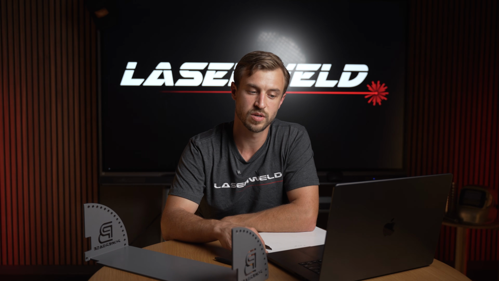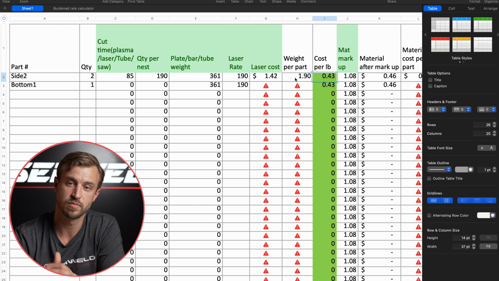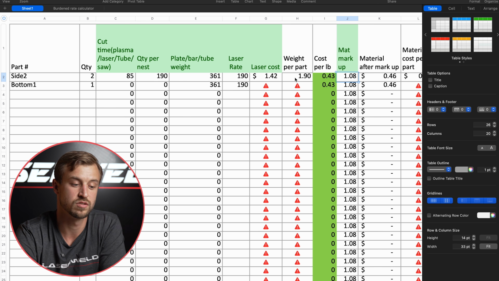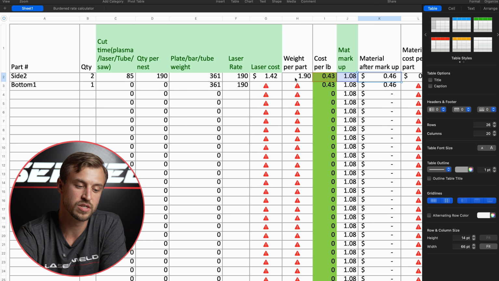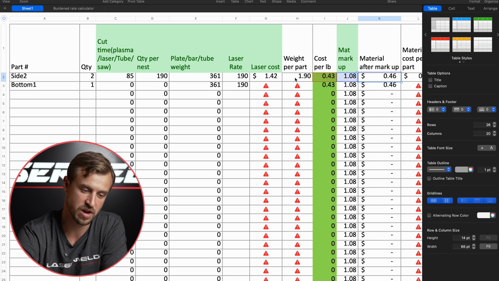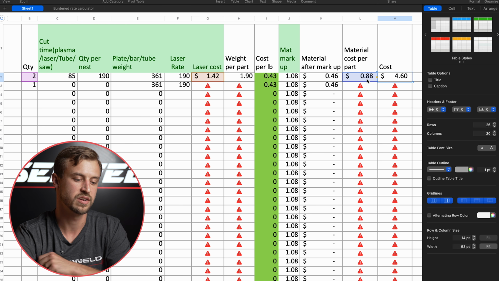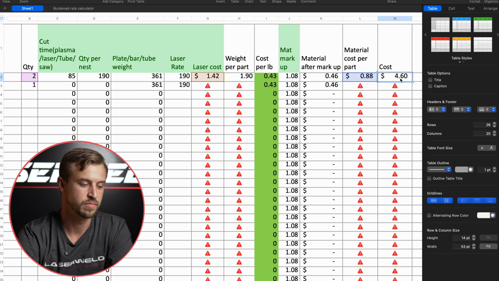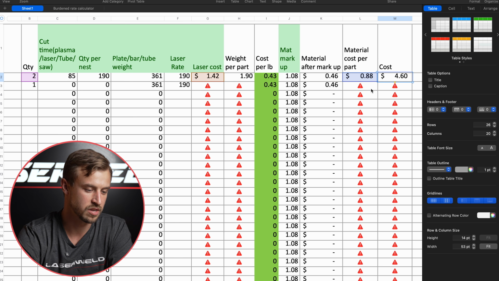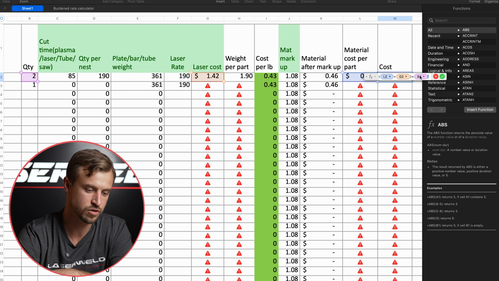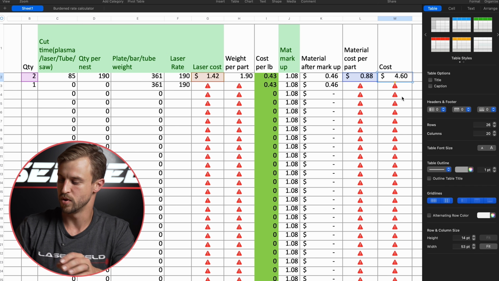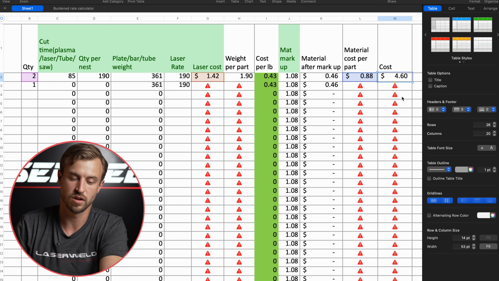You have to consider someone's got to touch that material when it offloads from the truck. A good, safe markup on the material only, you could try 8%. So, we mark it up 1.08. So you're selling that material at 46 cents a pound in this example. The material cost per part on that is 88 cents. You add up the laser cost, add up the raw material cost, and you multiply it by the quantity, because there's 2 of them, remember, and we end up with both of these sides together cost $4.60.